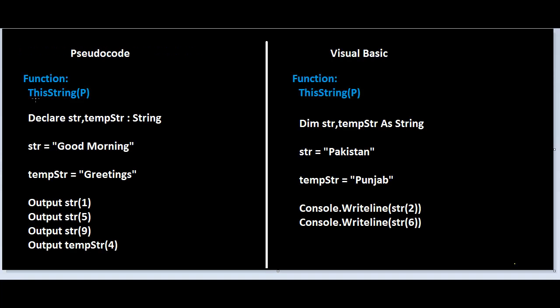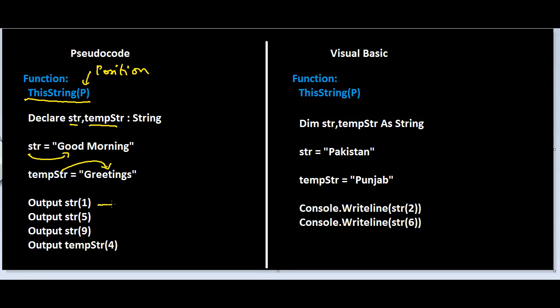This video is on string manipulation functions, so let's take a look at some of these functions. The first function that we're going to take a look at is this function, where p is basically the position of the character that we want to extract from a string. For example, we have a string str and another string temp str. Str has been assigned the value "good morning", whereas temp str has been assigned the value "greetings".